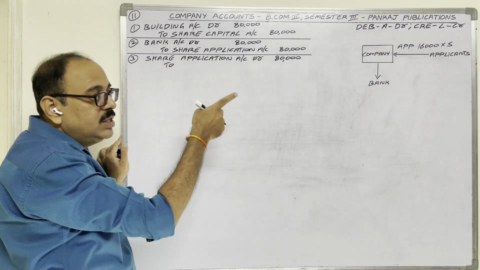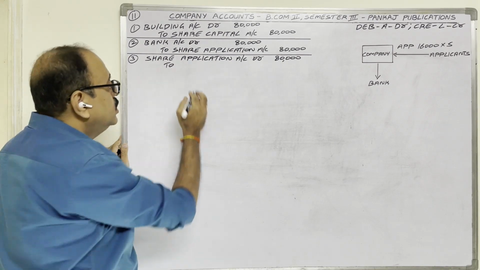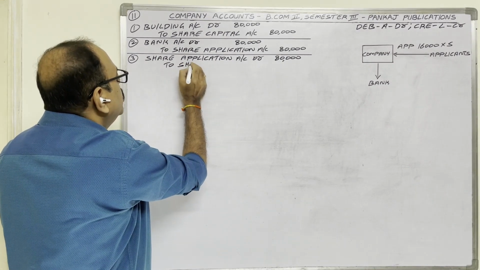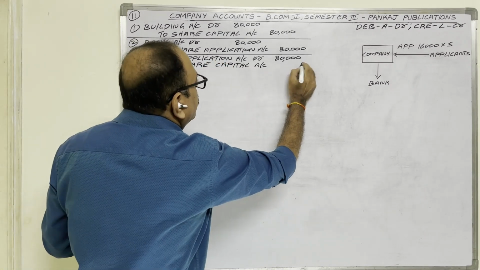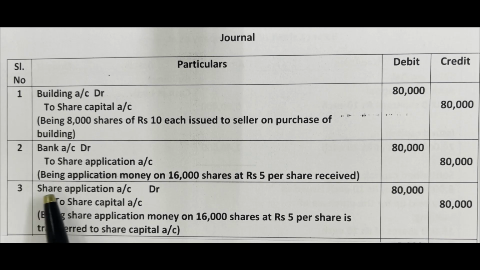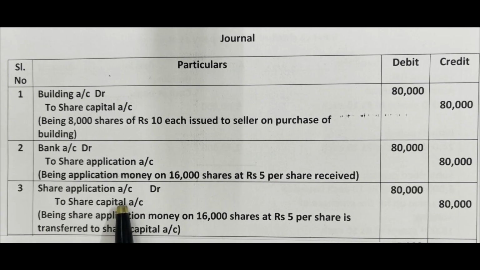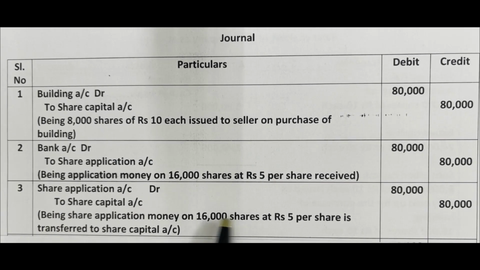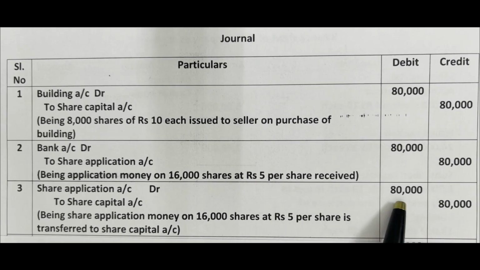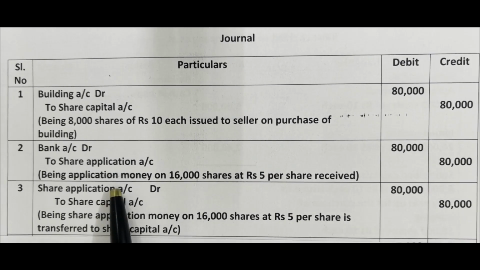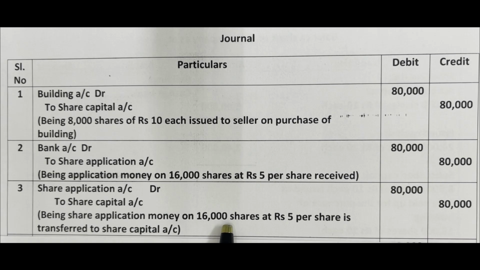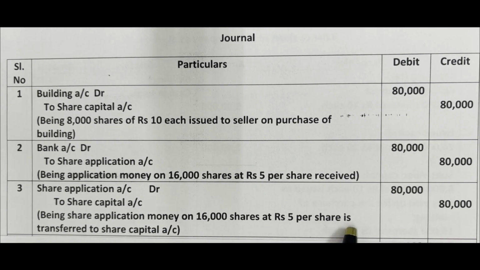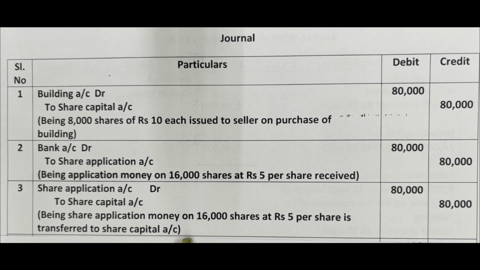Share capital is a liability. Liability shows a credit balance. Therefore, we should credit the share capital account. To share capital account, amount same, 80,000. Third entry, share application account to share capital account. On 16,000 shares at the rate of 5 rupees each, 80,000 rupees application money we are transferring into share capital. Narration: being share application money on 16,000 shares at 5 rupees per share is transferred to share capital account.